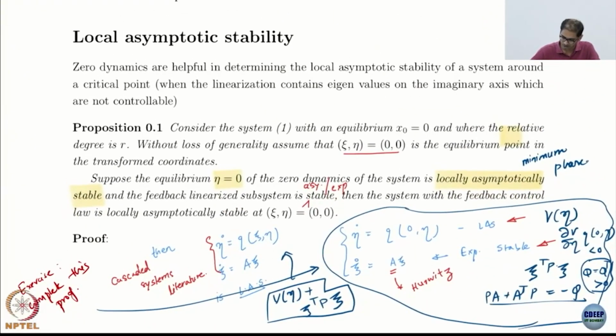All right, great. So I want you to verify as an exercise what happens if I use this V to this combined system. Let's see what you can get.